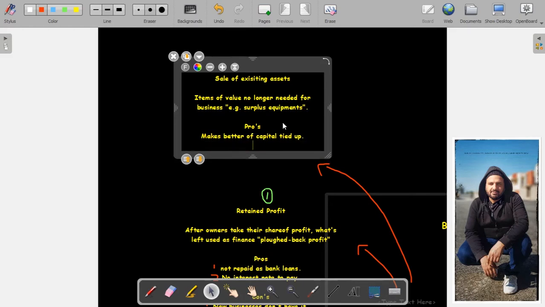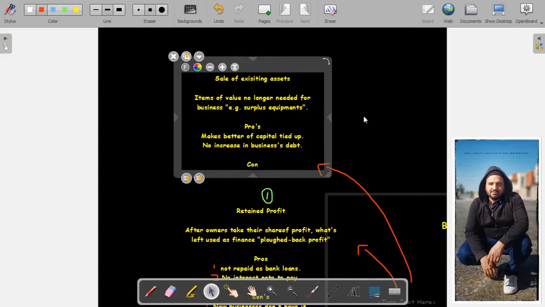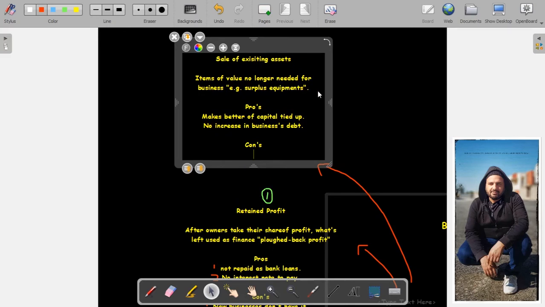And the second advantage is that there is no increase in the business's debt. This is the second advantage. Let's talk about the disadvantages of this method. There are two of them.